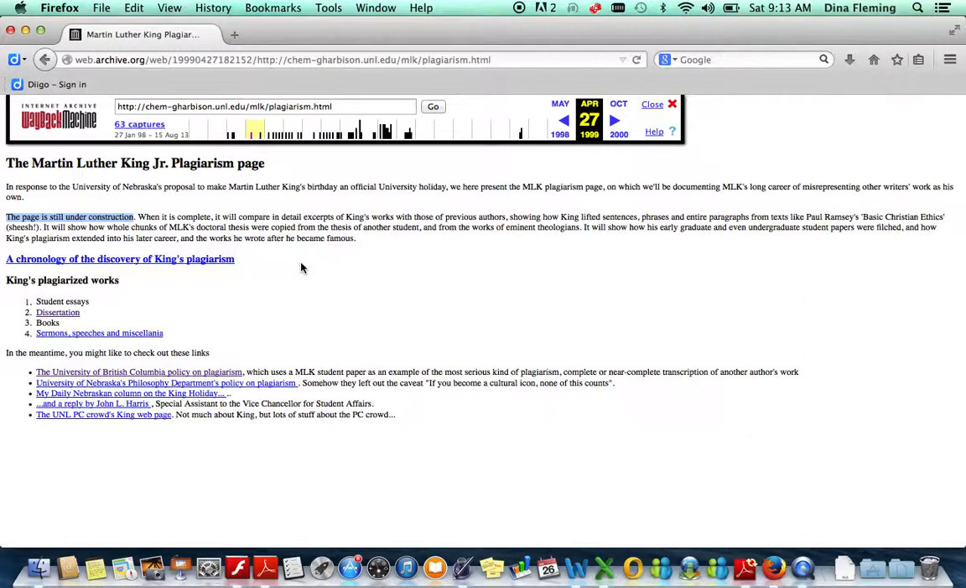At first glance, like I said, the links seem to be pretty official. You look down here and you see some of these forward links. "In the meantime, you might like to check out these links." These are links that they are pointing us to for further information. And of course, they seem credible. You know, University of British Columbia, that sounds very official, like an educational institution. University of Nebraska's philosophy department.